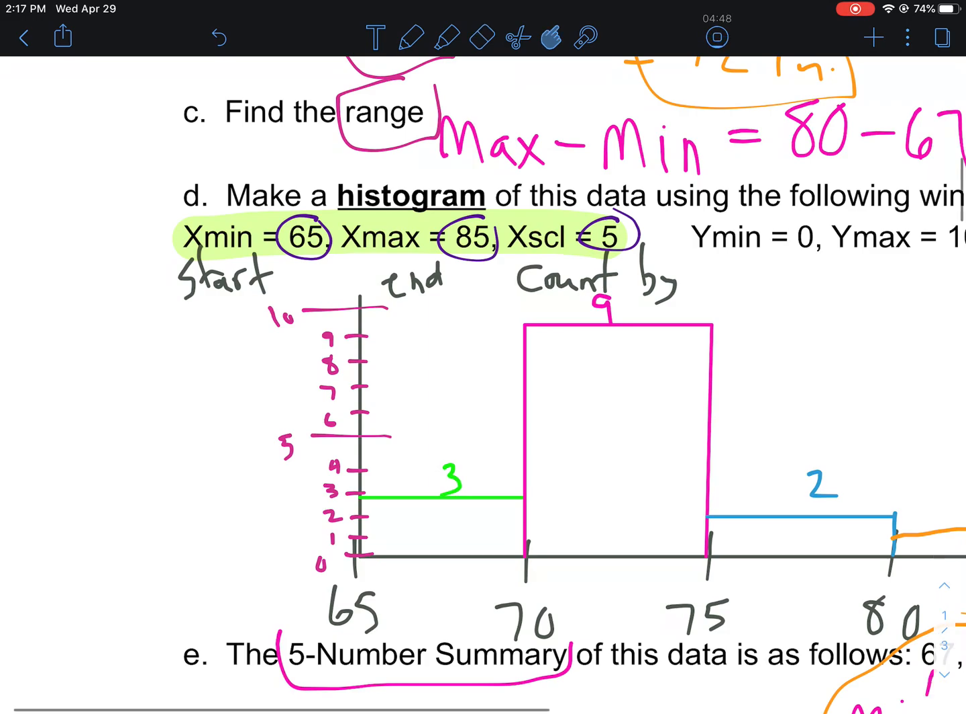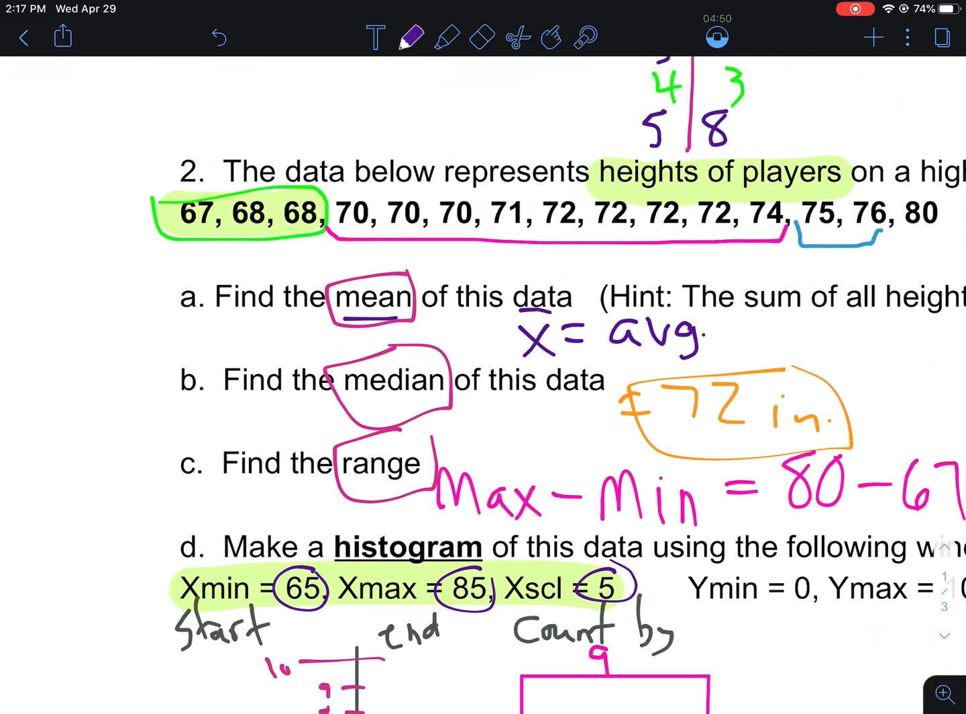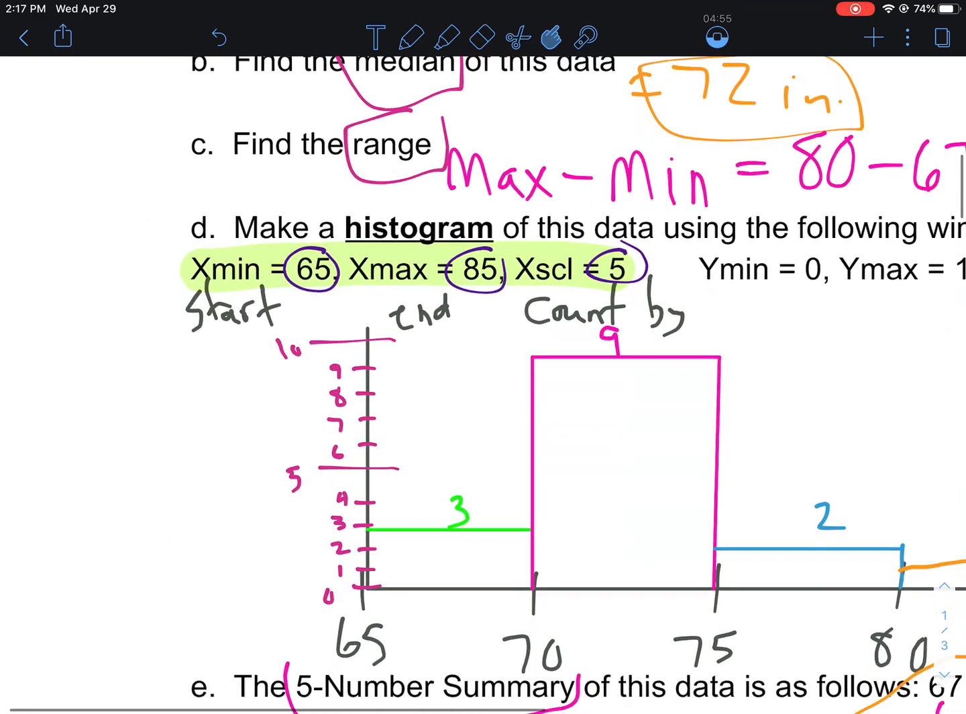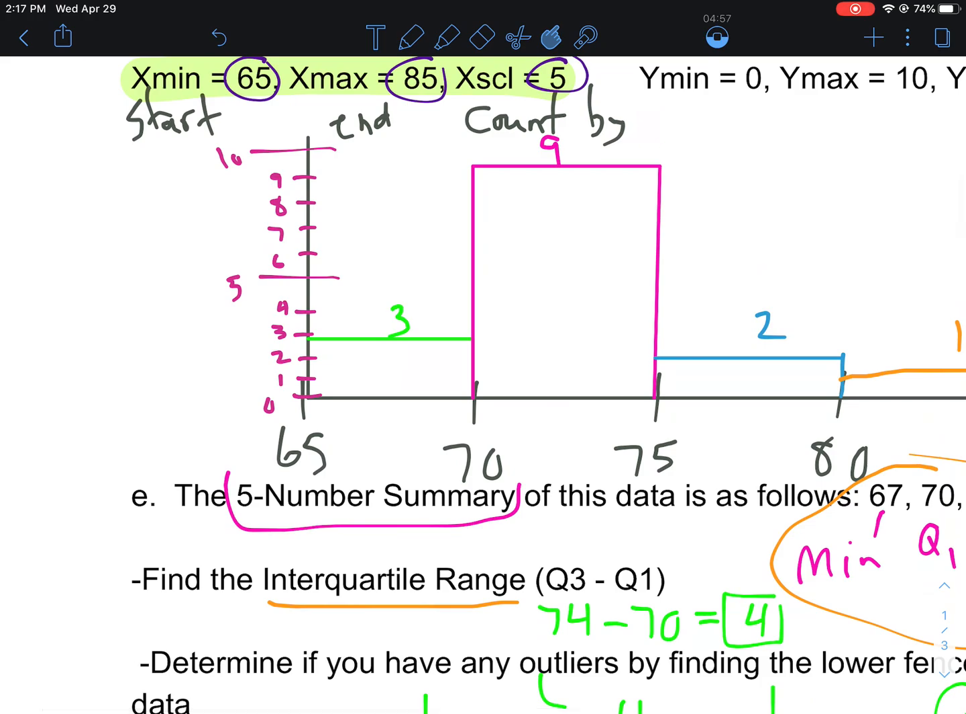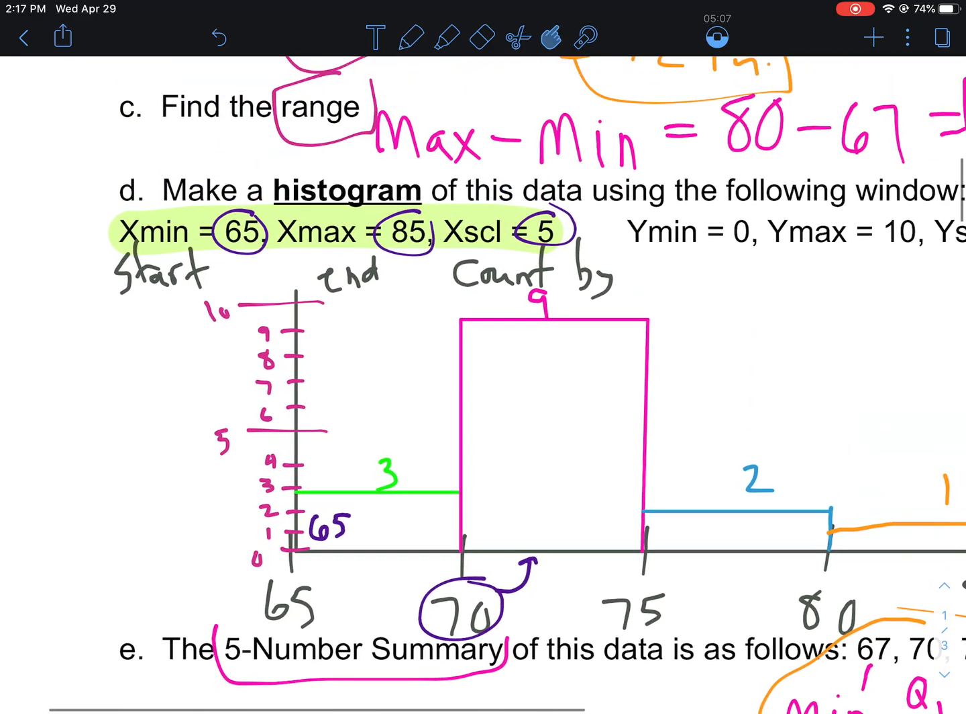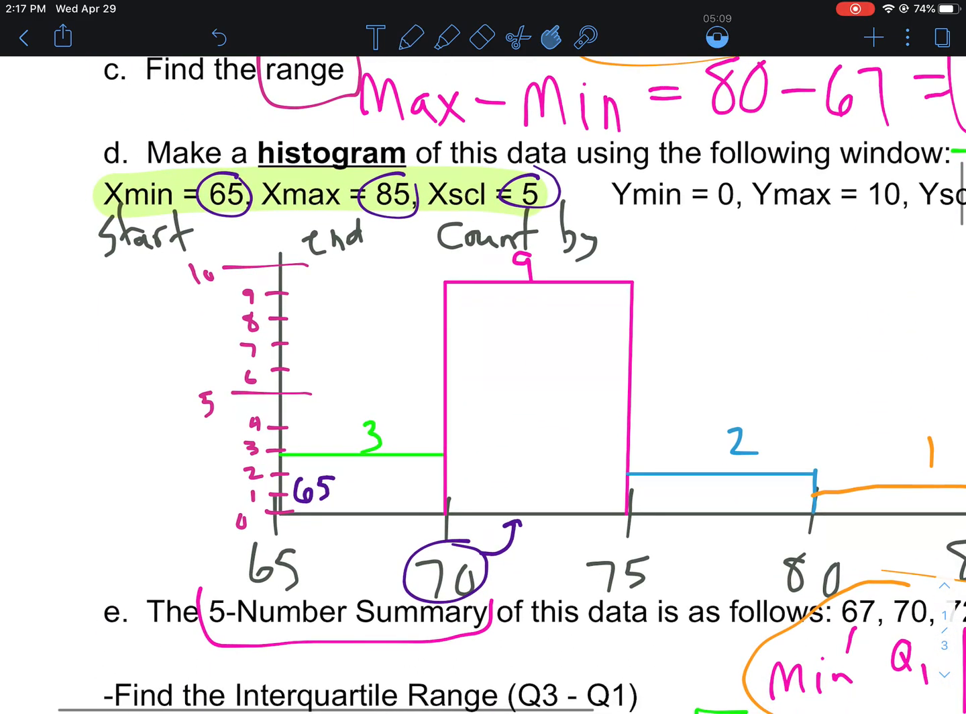Now, if you're thinking to yourself, why didn't I include 70? If you remember, when you do a histogram, when you land on a tick mark, 70 for instance, that is always part of the group to the right. So 70 right here, that's part of this group. All right, so inside this bar here, this was 67? Let me double check. 67, 68, and 68. That's who actually was in this group here. That's why it's only 3.